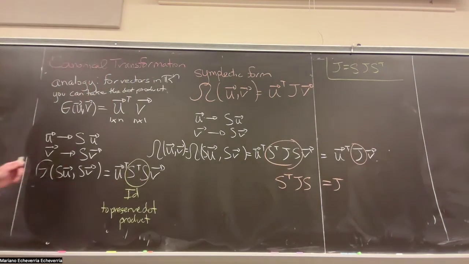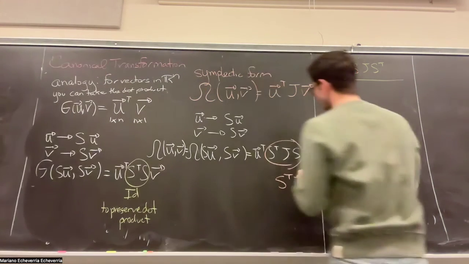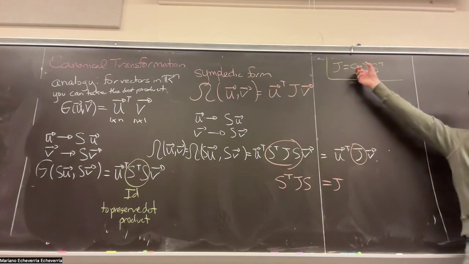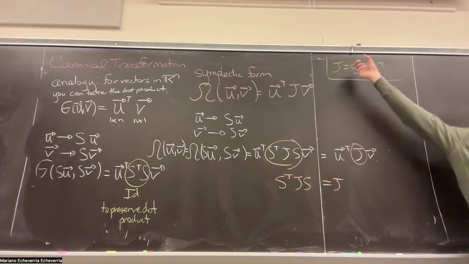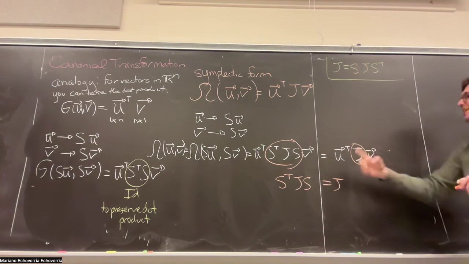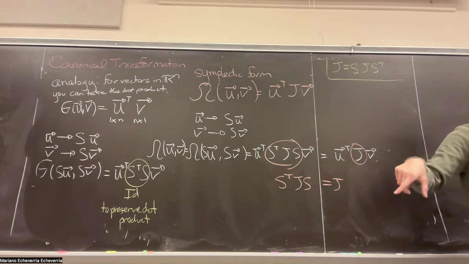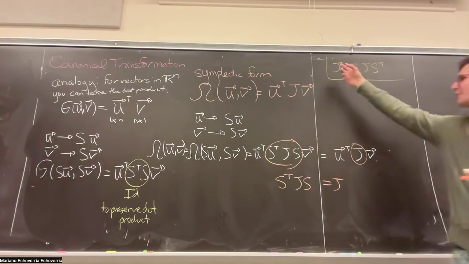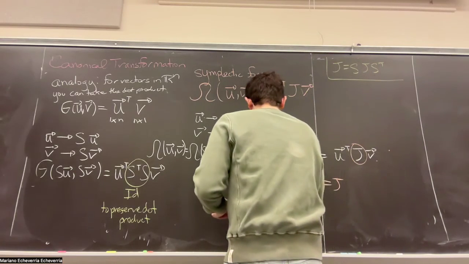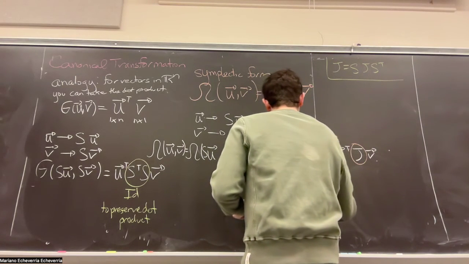Okay, and that's almost exactly the same condition as the one that you see here. It's not quite the same. That's saying that S transpose would be symplectic, right? Under this definition, S transpose is symplectic.